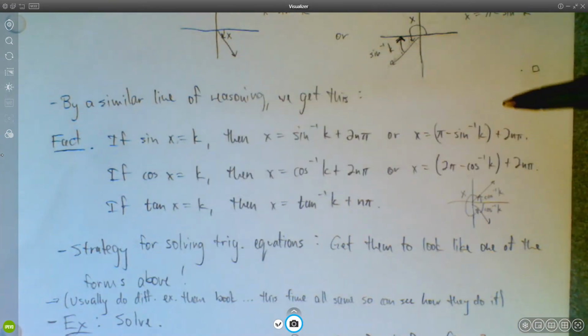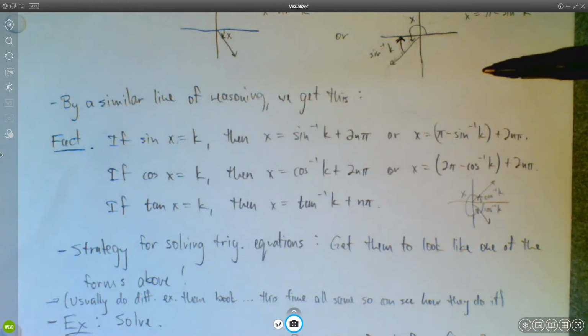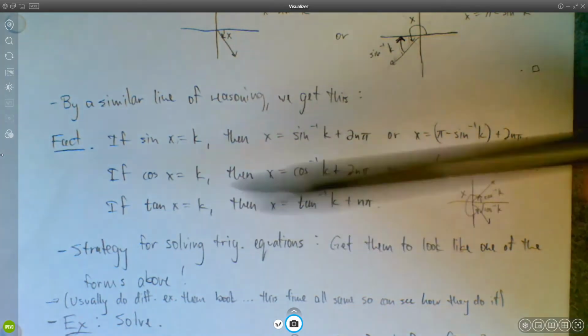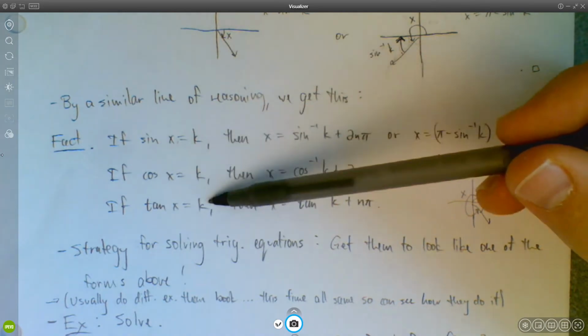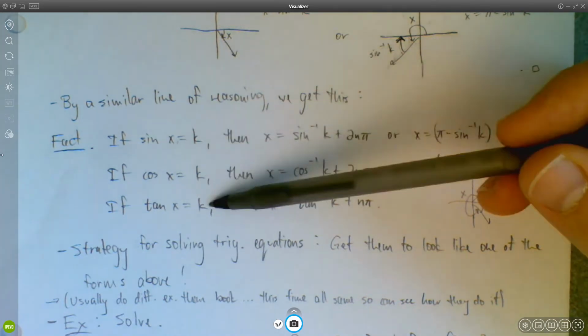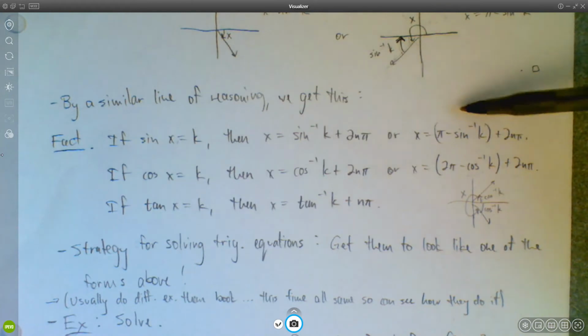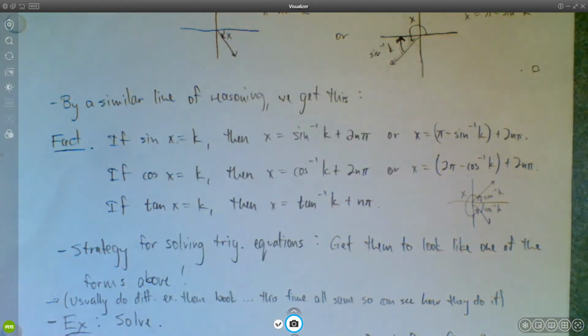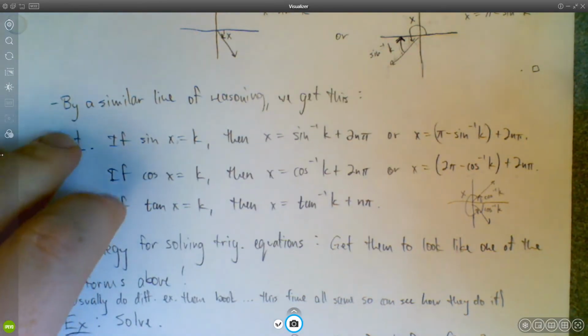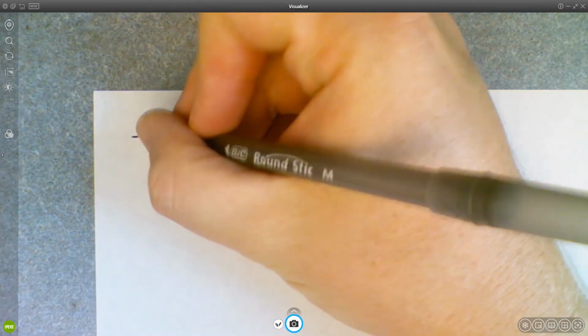That's the idea. And so our strategy for solving trig equations, or at least the strategy that I'm going to apply, is that given any trig equation, I'm going to try to get it to look like one of these three forms. Once I've got it in one of these three forms, I can apply the appropriate rule for the situation I'm dealing with. I've got 5 examples that I want to walk you through, so let's get to it.